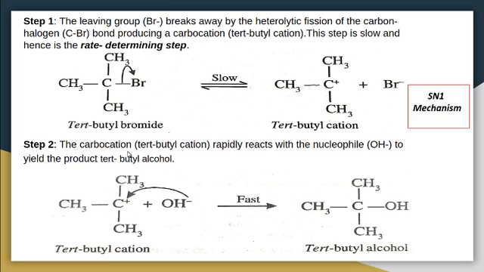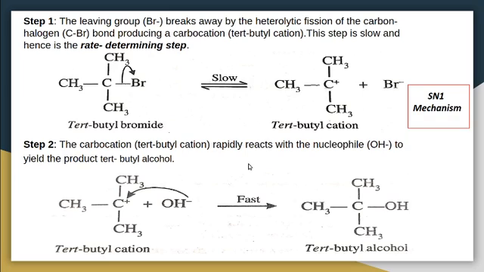Then the carbocation, that is the tertiary butyl cation, rapidly reacts with the nucleophile to yield the product tertiary butyl alcohol. So in the first step, the tertiary butyl cation is formed. Then in the second step, the formed cation reacts with the nucleophile and forms the product tertiary butyl alcohol, by following a fast step. So the rate determining step is the first step, the formation of the carbocation. The rate depends only on the concentration of tertiary butyl bromide. That is why it is named a unimolecular substitution reaction.